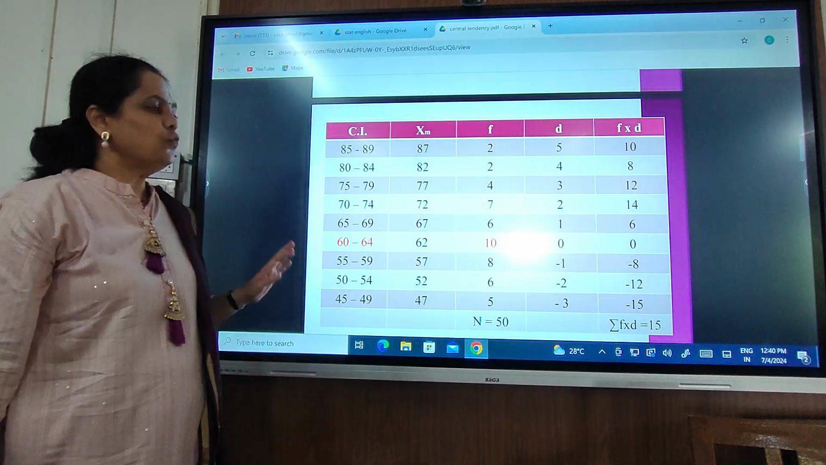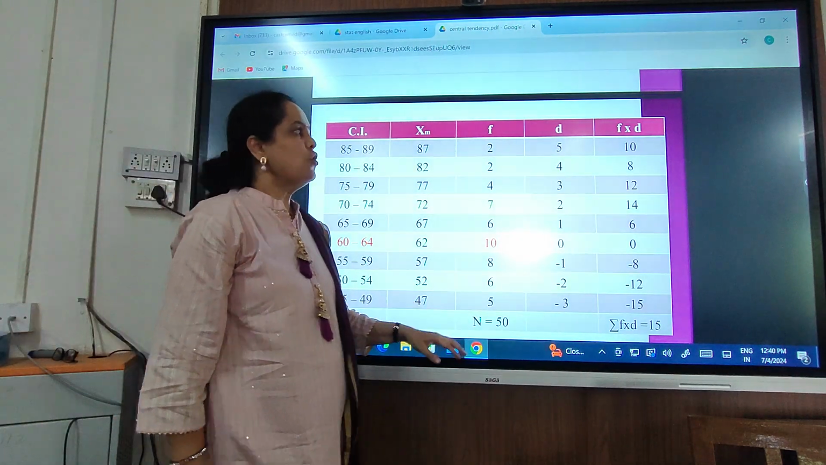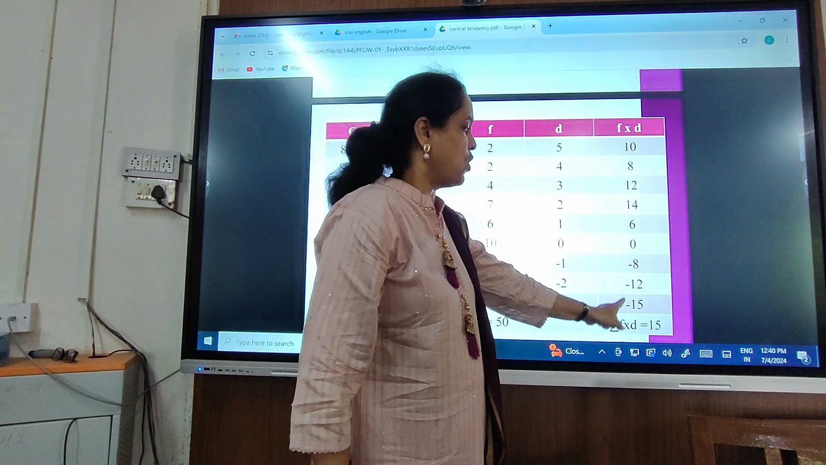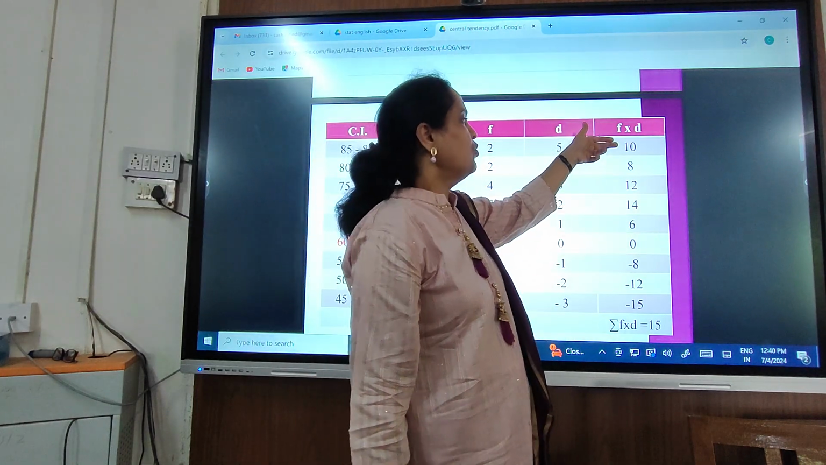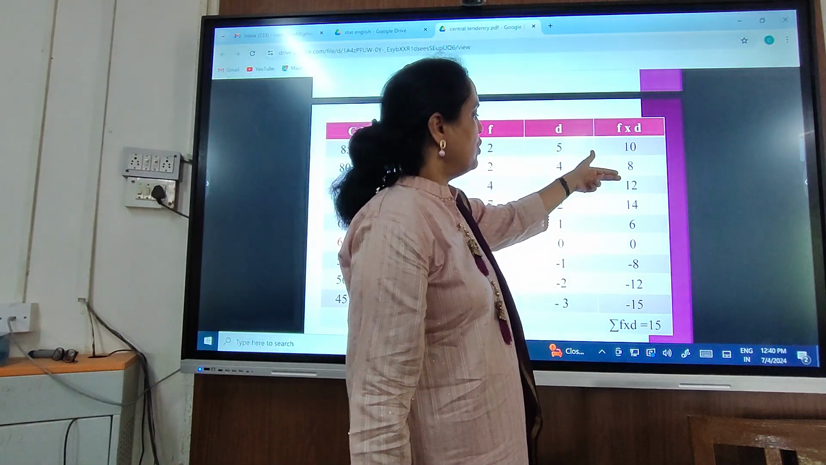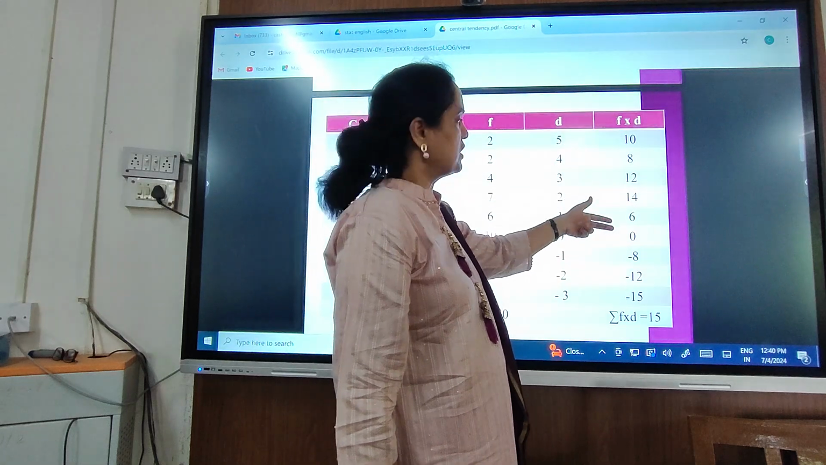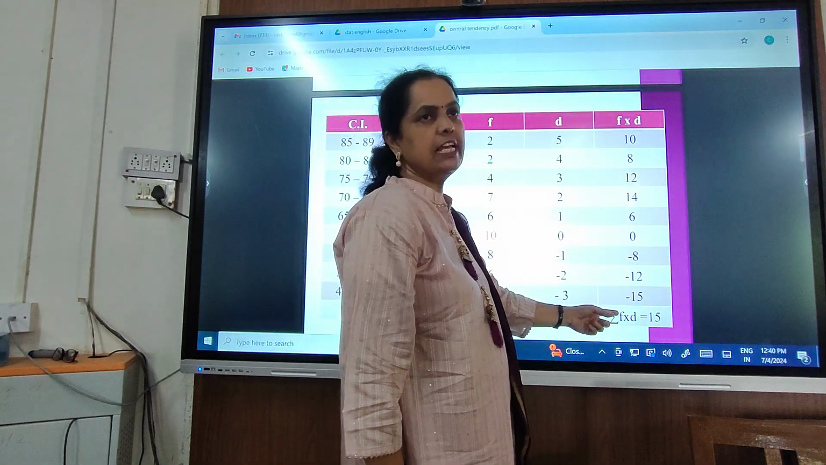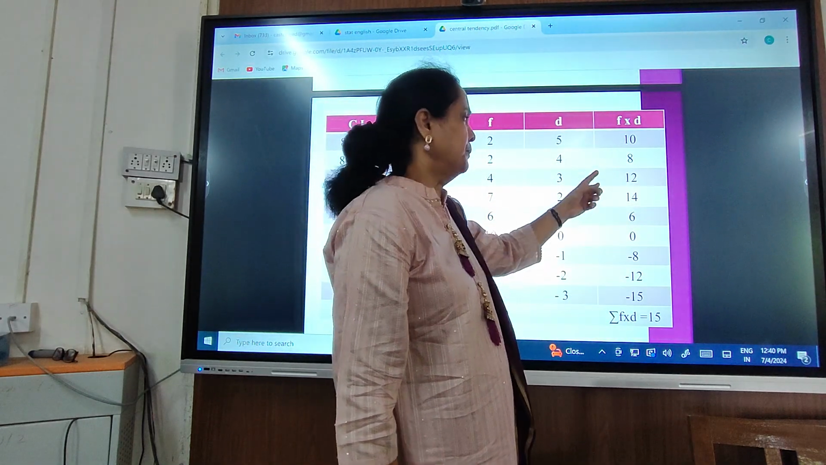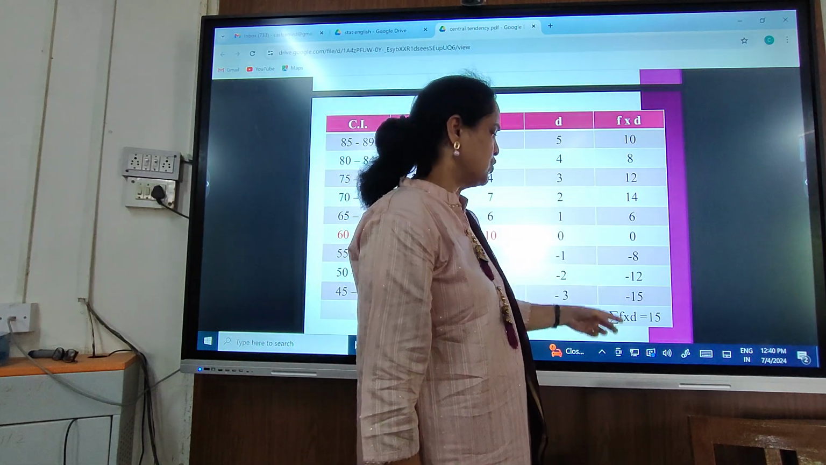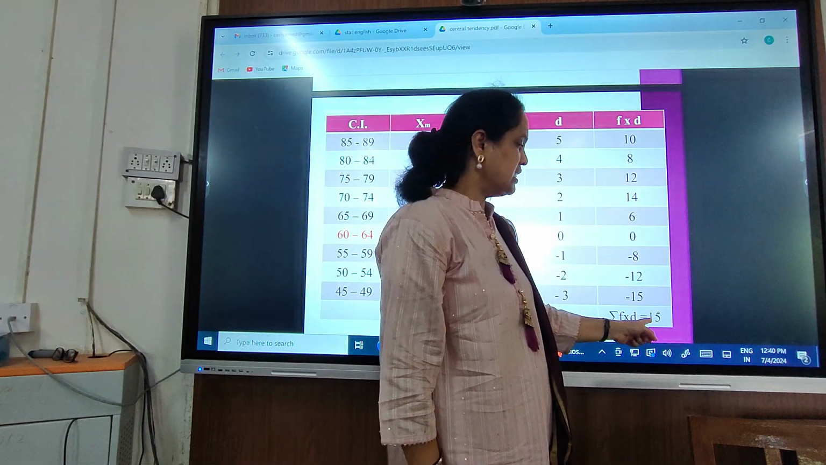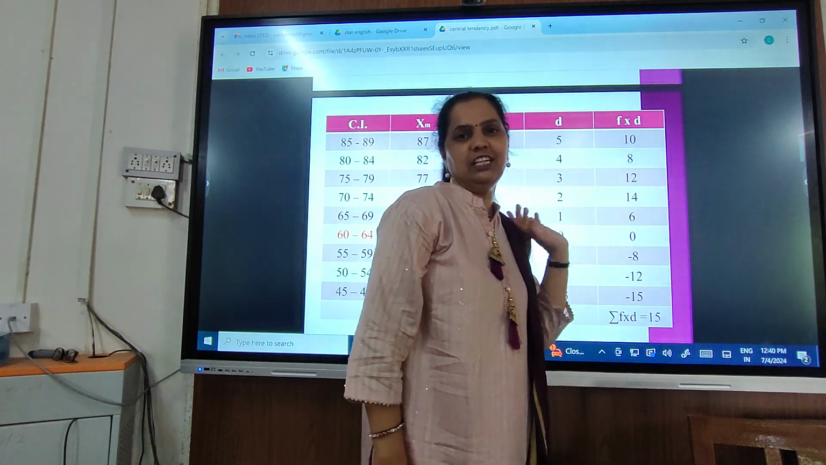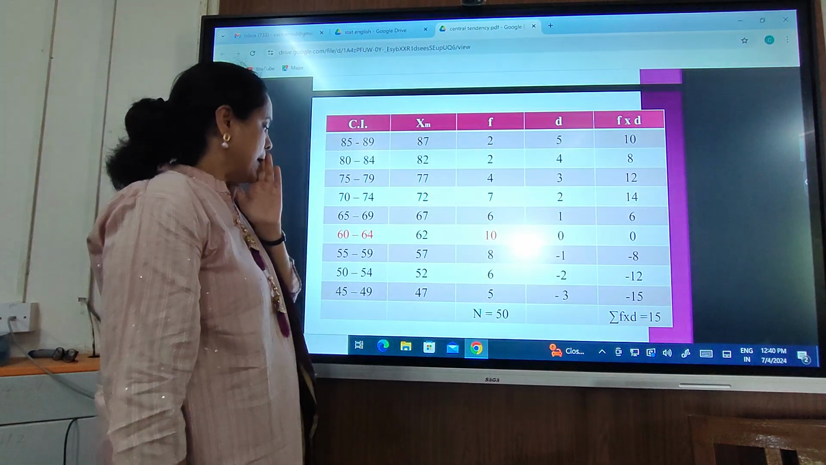Now according to the formula, there is need of summation of all these products. So first we have to do the summation of all the positive scores and the summation of all negative scores, and the summation of these scores, that is the summation of f into d, is equal to 15.